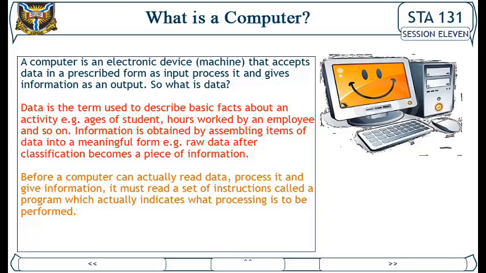Information is obtained by assembling items of data into a meaningful form, e.g., raw data after classification becomes a piece of information. Before a computer can actually read data, process it, and give information, it must read a set of instructions called a program, which actually indicates what processing is to be performed.